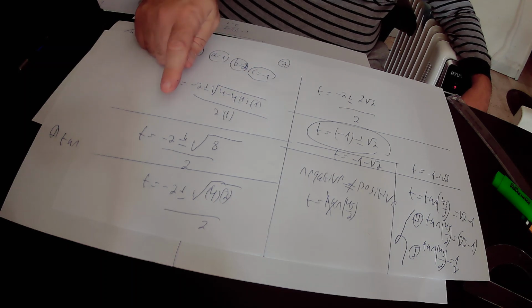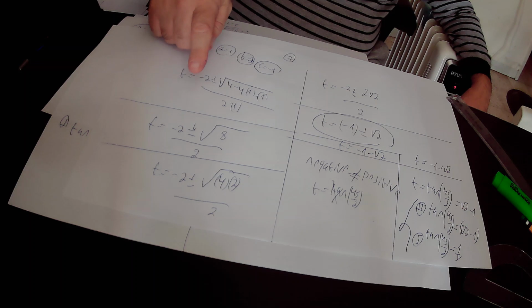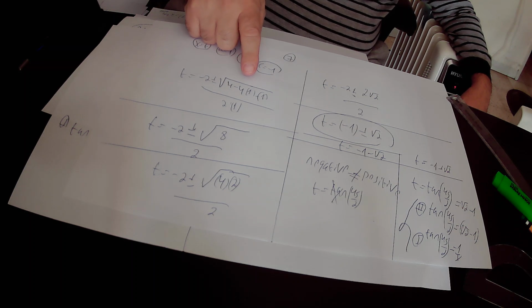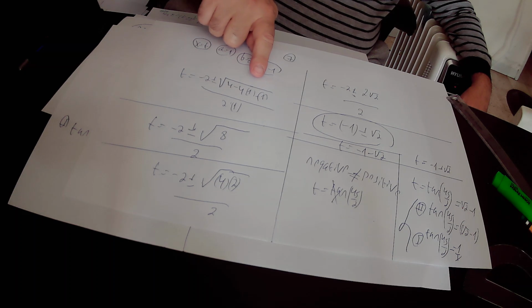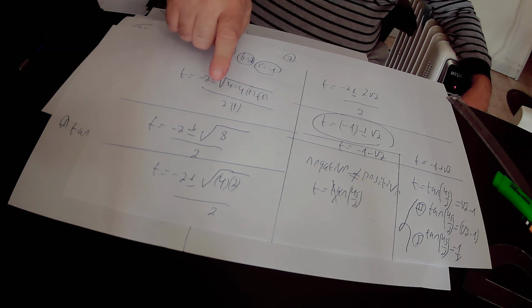So here we have t equals minus 2 plus minus. Inside the root we have minus 4 times minus 1 is plus 4. So in total, inside the root we have 4 plus 4, that is 8, divided by 2.